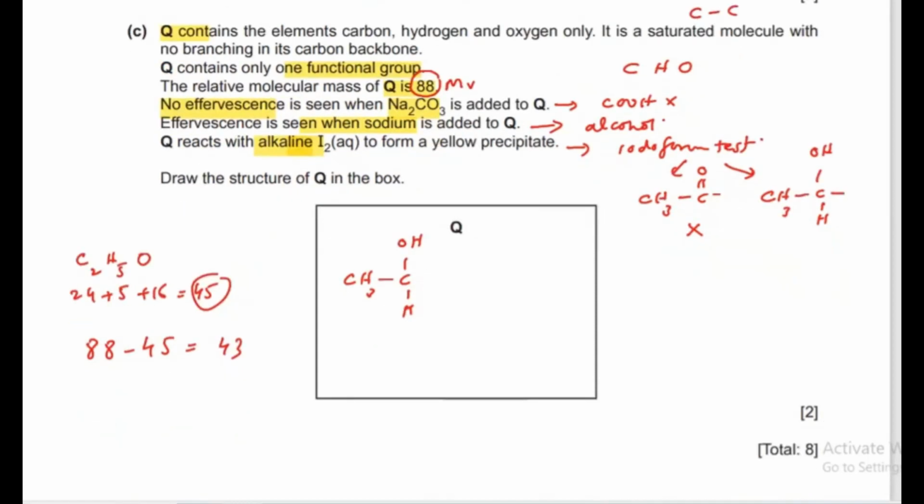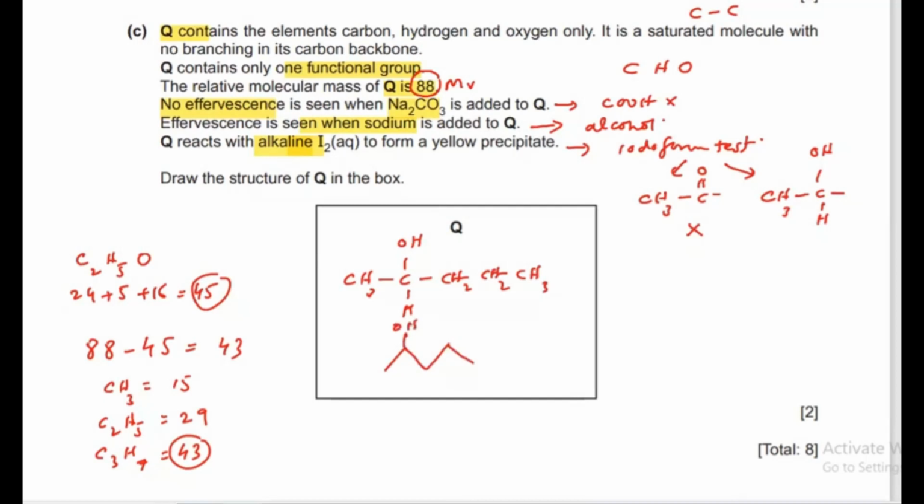Now, if we add just one CH3, the Mr of CH3 is 15. If we add 2 carbon, meaning 5 hydrogen, the Mr is 29. And if we add a chain of 3 carbon, C3H7, the Mr is 43. So it means we can add the 3 carbon here. So this is CH2, then CH2, and then CH3. So you can draw the skeletal formula with 1, 2, 3, 4, 5 carbon atoms. And on this carbon you can show the alcohol group. So this is the structure of Q.